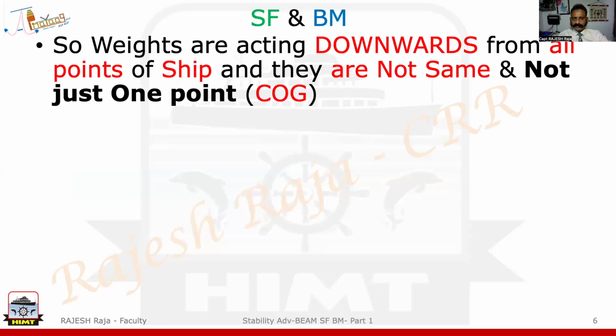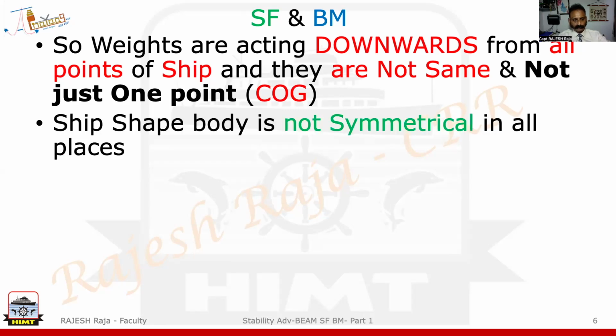Now weights are acting downwards from a lot of points, just like the way I showed you in that compartment, different compartment. They're acting from all different points, and they're not the same. They're not the same, and they're not just from one point. Okay, since I already said ship shape is not symmetrical in all the places.